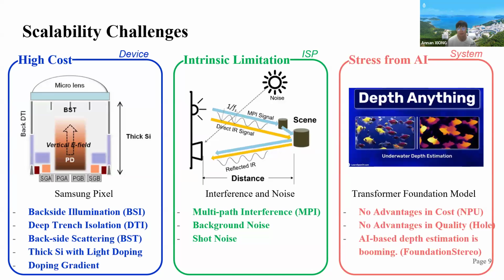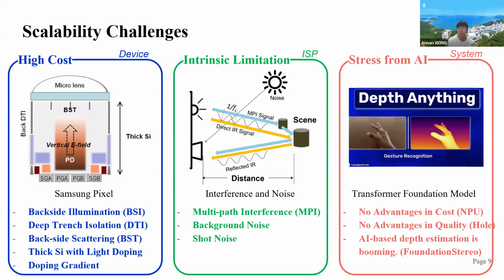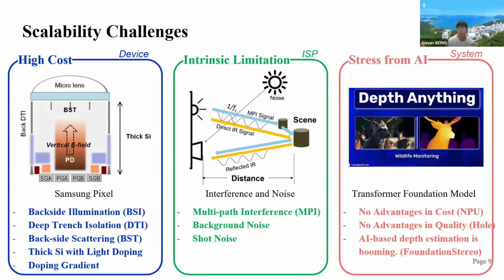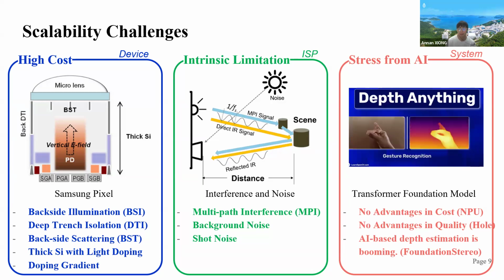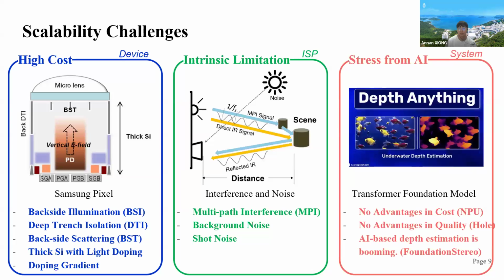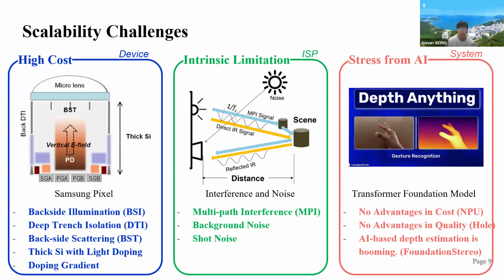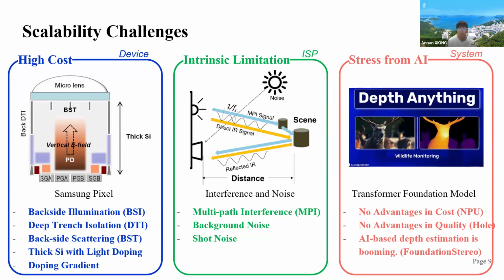The second problem is the intrinsic limitation. iToF is sensitive to multipath interference, background noise, and shot noise. This limits the upper bound in real cases. The third one is the stress from AI. The transformer-based foundation model has achieved very good performance, as shown in the Depth Anything figure. Compared to the AI method, traditional ToF has no advantages in cost with the help of NPU, and no advantages in quality overall. AI-based depth estimation is blooming. The best example is FoundationStereo in 2025.